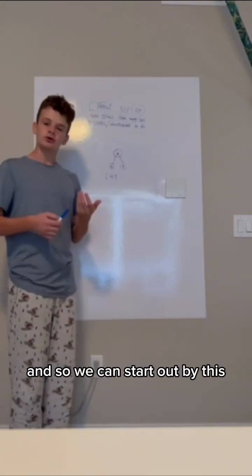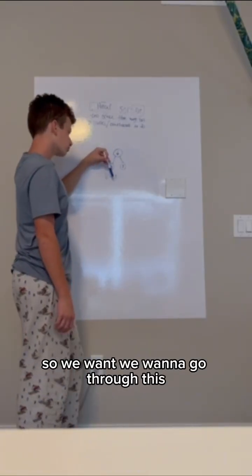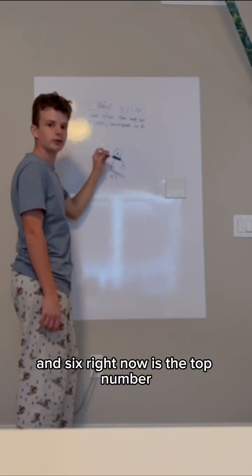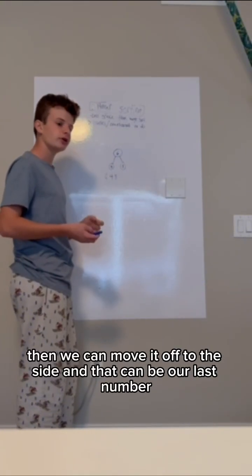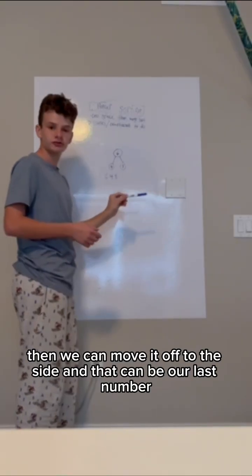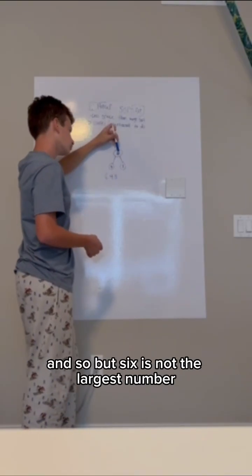And so we can start out by this. So we want to go through this, and 6 right now is the top number. We want to get the biggest number. If 6 is already the biggest number, then we can move it off to the side, and that can be our last number. But 6 is not the largest number.